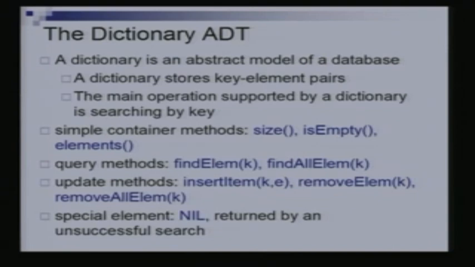We will have a special element nil, which will be returned by an unsuccessful search. That means if I am searching for a particular key and there is no element with that key in my dictionary, then my procedures would just return nil. This is some special element.